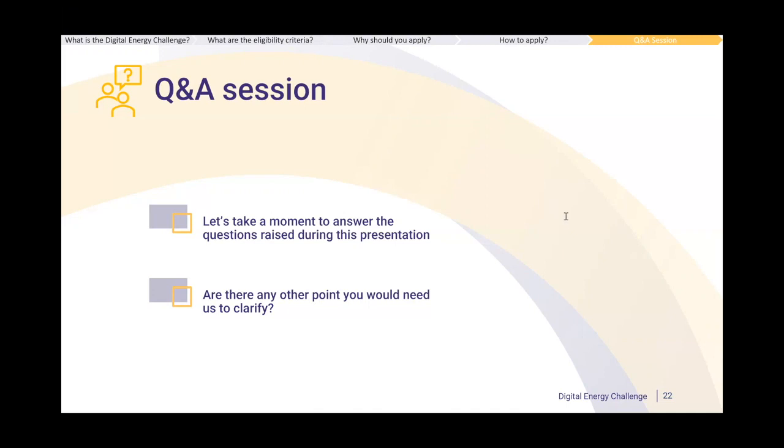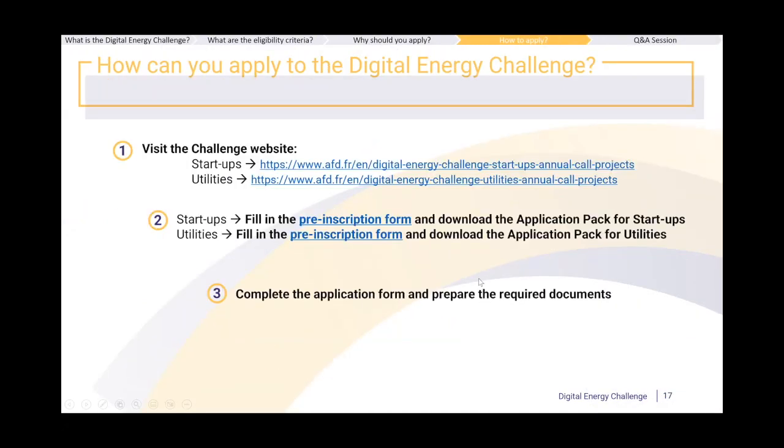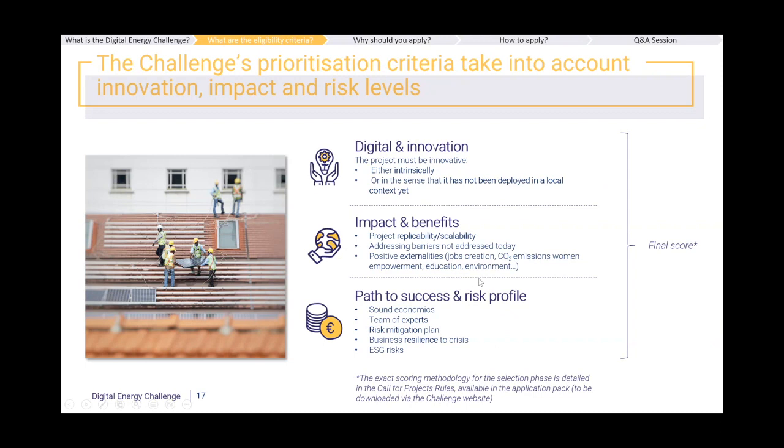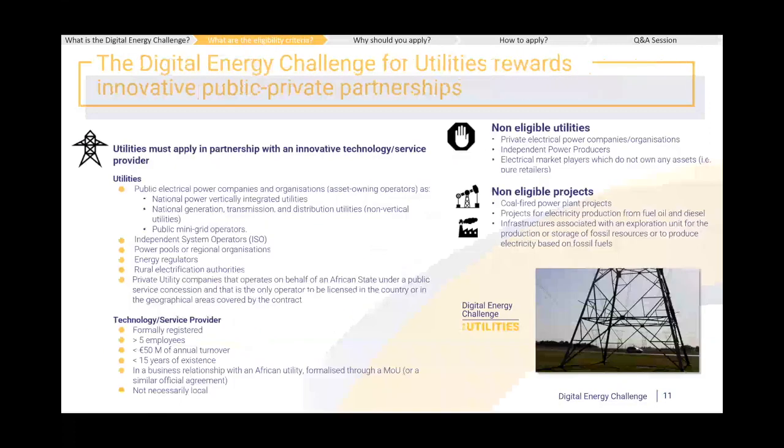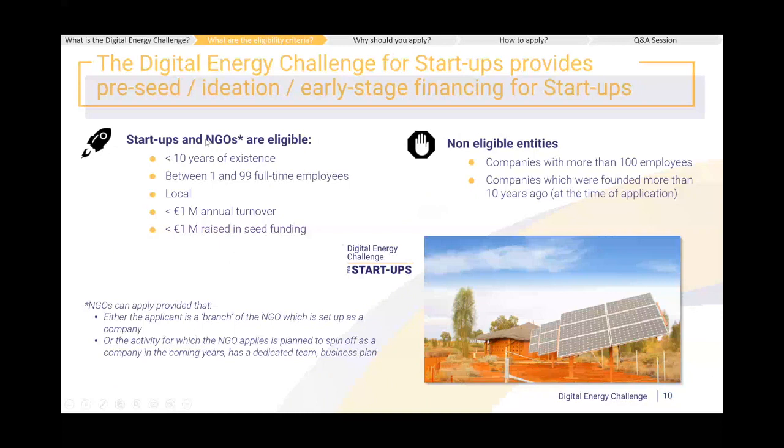Great, I'll take the next one. Anna asks: do organizations that have a mainly NGO and digital mandate, can they apply? I'll show again the eligibility criteria for startups and then for utilities. So for startups, it can be also applied to NGOs, so the answer to the question is yes. And NGOs, if they want to submit a project, need to meet the same criteria as the startups: less than 10 years of existence, at least 1 employee and up to 99 full-time employees, must be local, less than 100 million annual turnover and less than 100 million raised in seed funding.